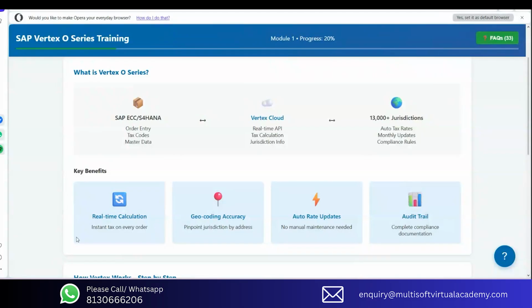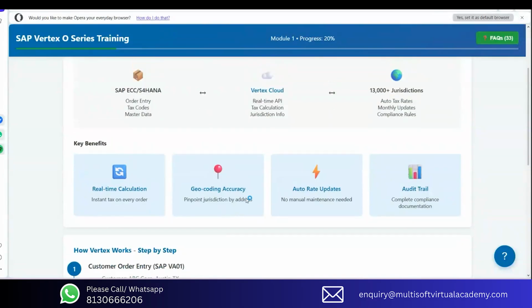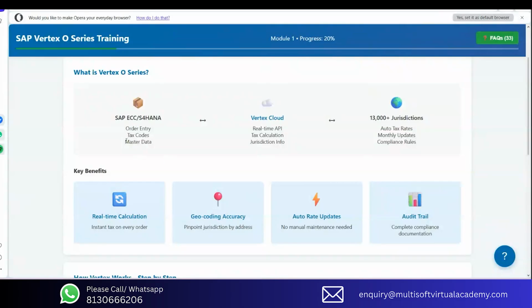This is geopolitical accuracy, jurisdiction by address. You are giving the master data here, correct? The master data has the customer address and your buyer address. Only if you update the customer address and buyer address correctly will Vertex give the right result, based on your correct input data. Assume that in the SAP customer master data you wrongly mentioned Chicago instead of California. Then it will go and hit Chicago only, correct?